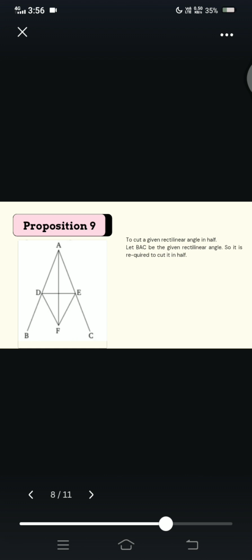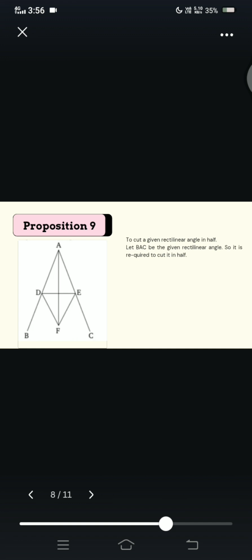So now let's proceed to the proposition 9. So, in proposition 9, to cut a given rectilinear angle in half, let BEC be the given rectilinear angle. So it is required to cut it in half. So by proposition 3, let's cut our line AB to half, line AD.